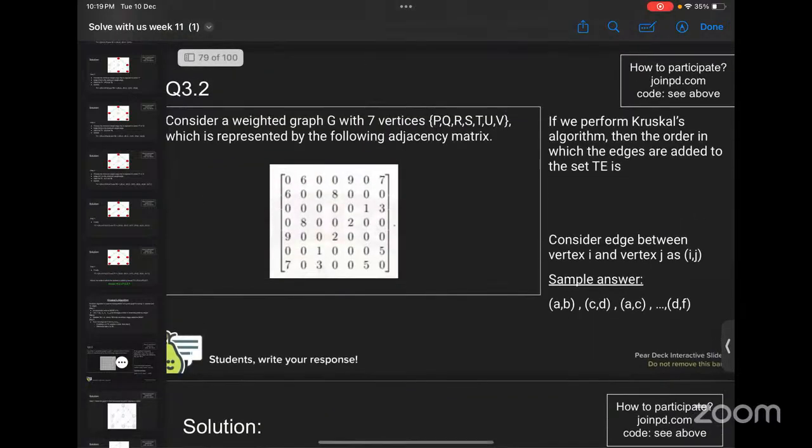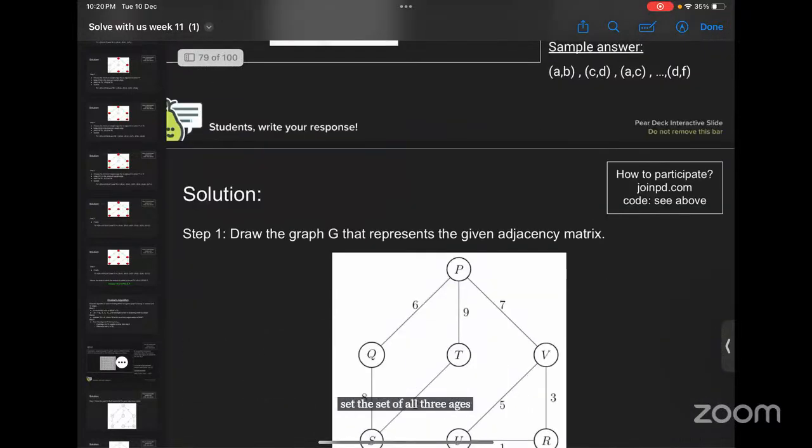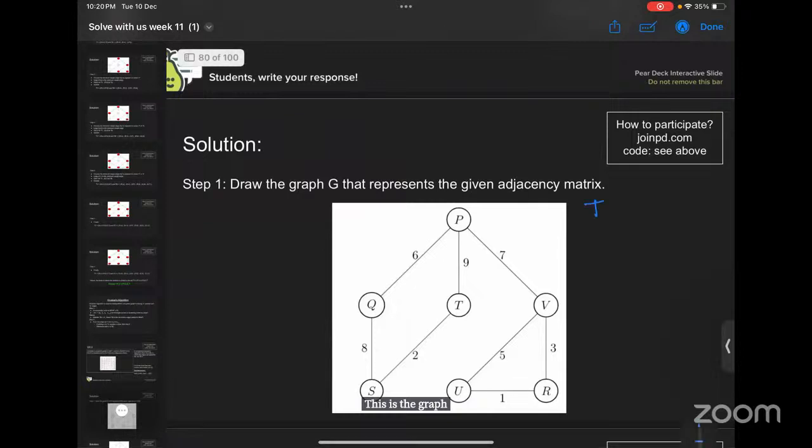So this is the question. They need us to calculate the TE. That means the tree edges set, the set of all tree edges. Okay. This is the graph. You have to calculate TE.